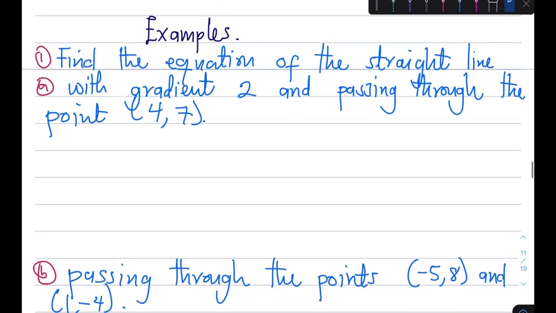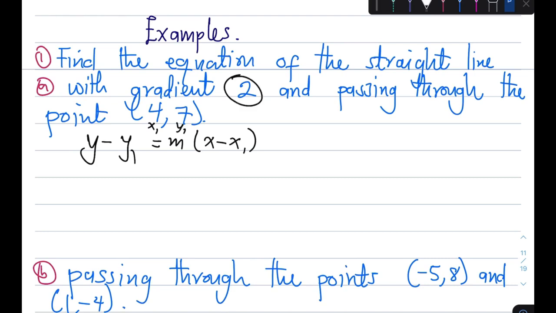Right, let's start with the first example for today. It says that we should find the equation of the straight line A with the gradient 2 and passing through the point 4, 7. Remember that we said that the equation of a line could be written as y minus y1 equals m into bracket x minus x1, right? So what is the point that we have? We have our y1 and x1 here, and then we have the gradient to be 2. So we can have y minus 7 is equal to gradient of 2 times x minus 4.